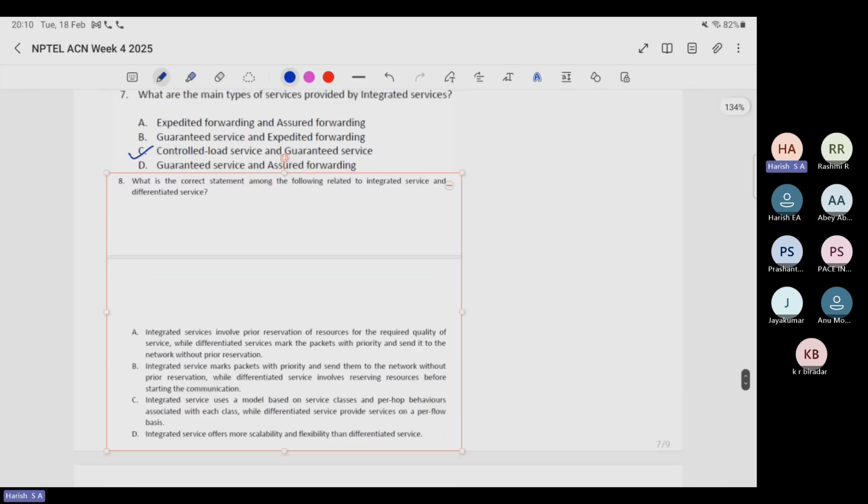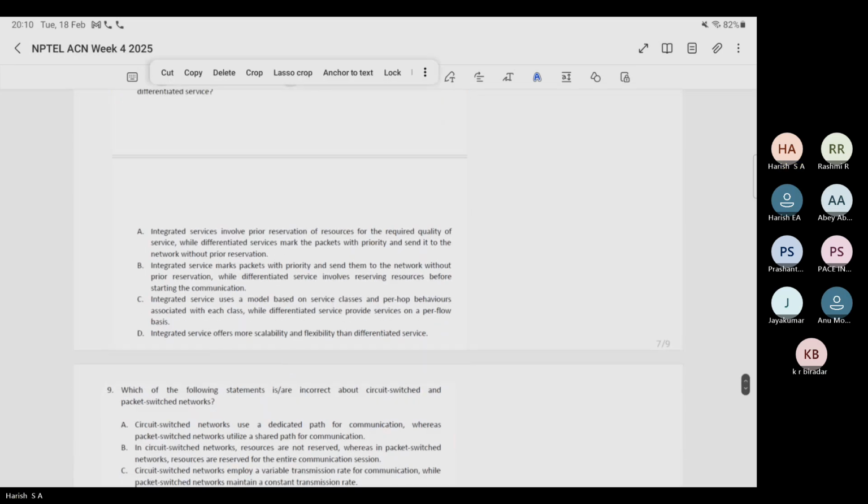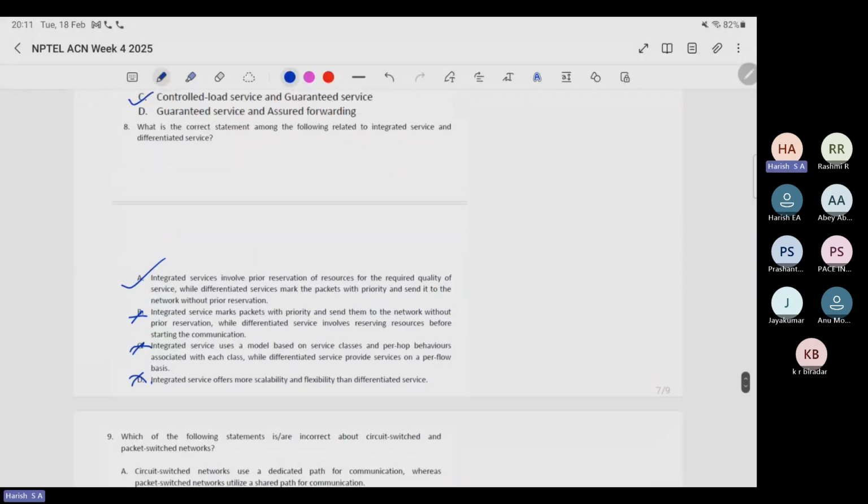What is the correct statement among the following related to integrated services and differentiated services? Integrated services involve prior reservation of resources for the required quality of service, while differentiated services mark the packet with priority and send it to the network. This is exactly correct. No, there is no marking here. Integrated services uses a model based on service classes. Nope, this is also not correct, and this is also not correct. This is pretty straightforward. Next question.